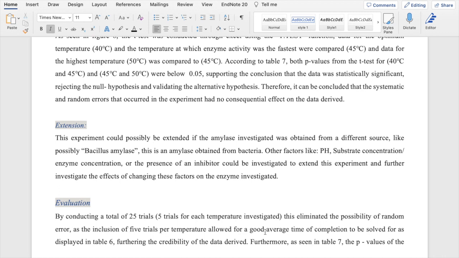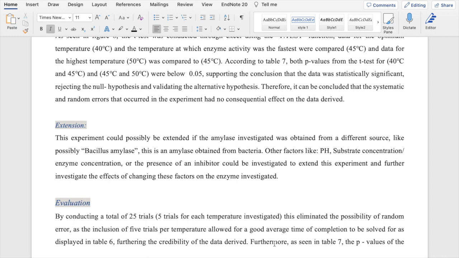An extension. Okay, so this is not a necessary aspect to have. However, I do recommend it. When you do an extension, it shows that you are actually thinking above and beyond what just needs to be done. So like I said here, this experiment could possibly be extended if the amylase investigated was obtained from a different source, like possibly Bacillus amylase. It's a different type of amylase. Other factors like pH, substrate concentration, enzyme concentration, or the presence of an inhibitor could be investigated to extend this experiment and further investigate the effects of changing these factors on the enzyme investigated.